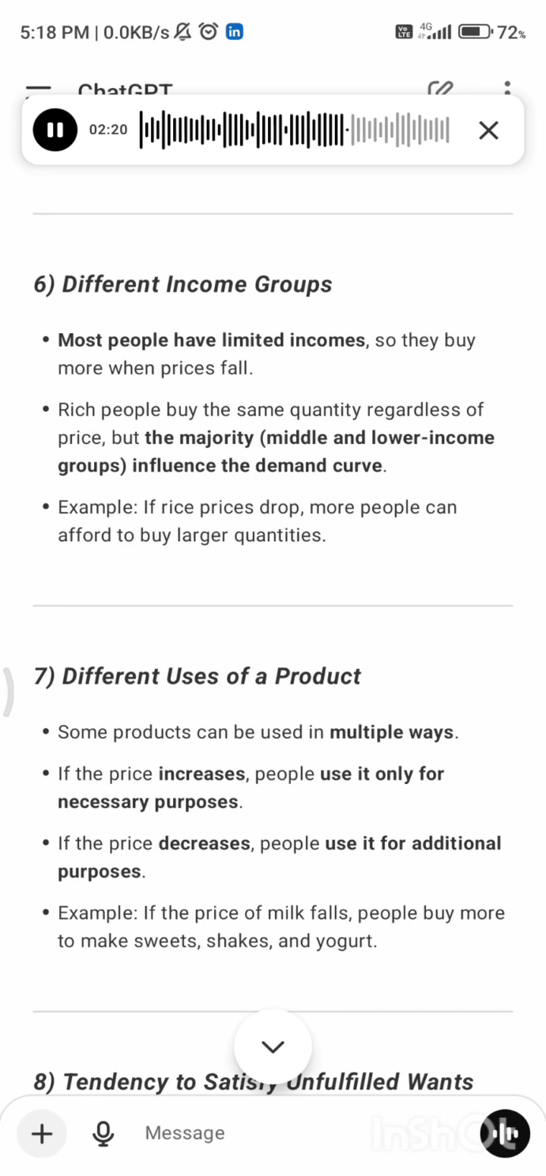7. Different uses of a product. Some products can be used in multiple ways. If the price increases, people use it only for necessary purposes. If the price decreases, people use it for additional purposes. Example: if the price of milk falls, people buy more to make sweets, shakes, and yogurt.